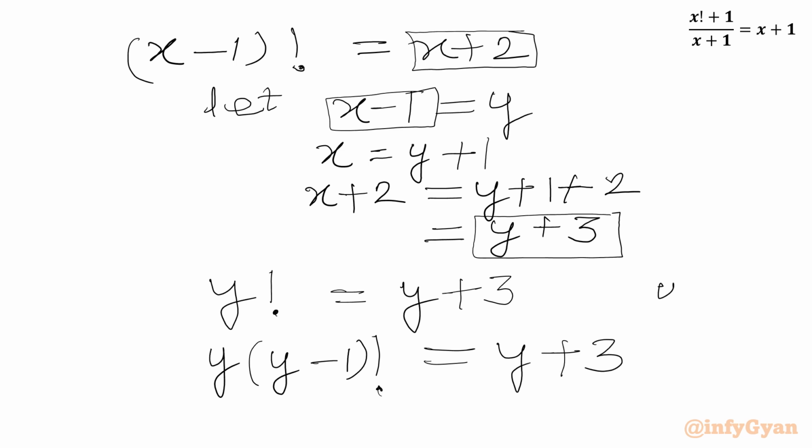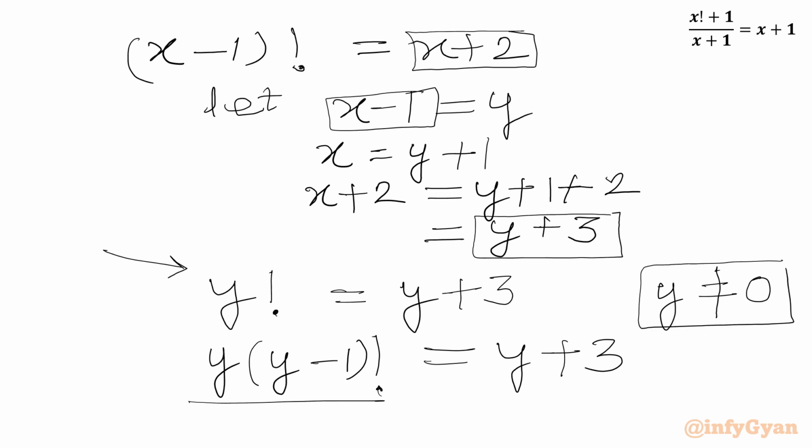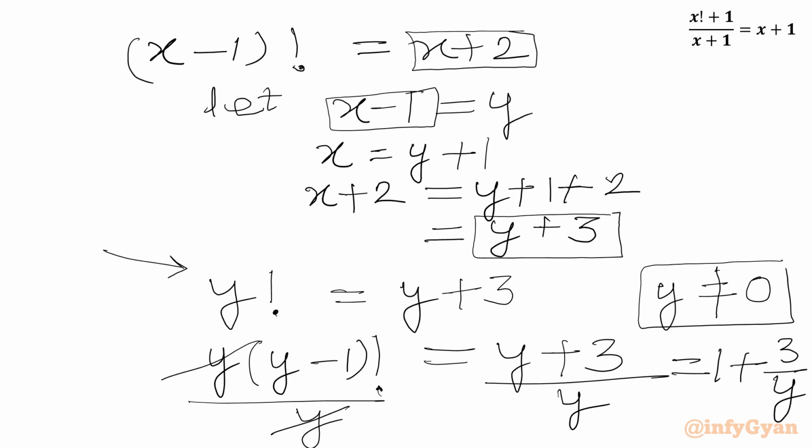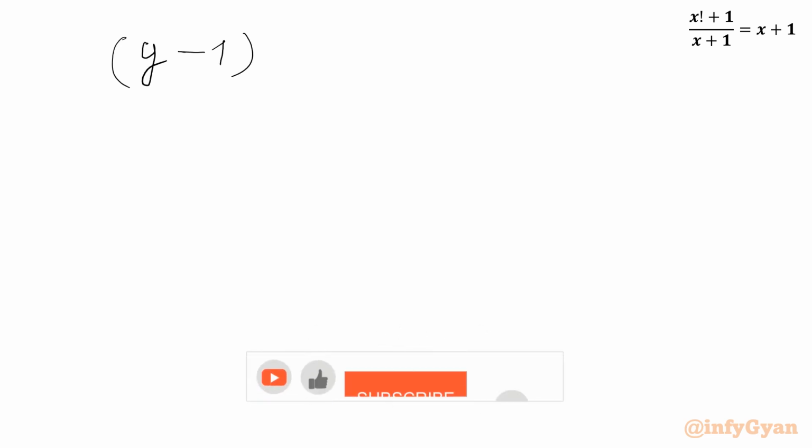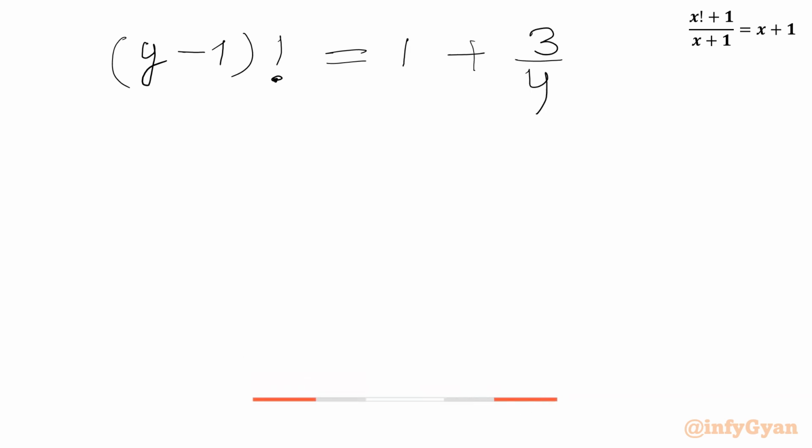If I check y equal to 0, the LHS will become 0 factorial, which is 1. The RHS will be 0 plus 3, which is 3. 1 is not equal to 3, so I can say y cannot be equal to 0. So I can divide both sides by y. So this y will cancel, and the RHS will be 1 plus 3 over y. So I can write (y minus 1) factorial equal to 1 plus 3 over y.